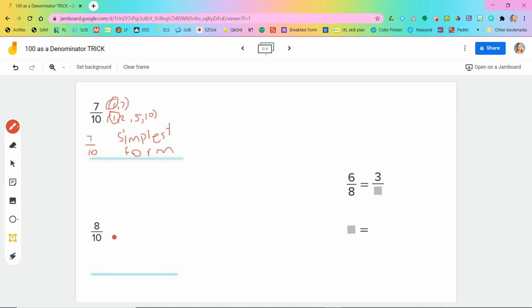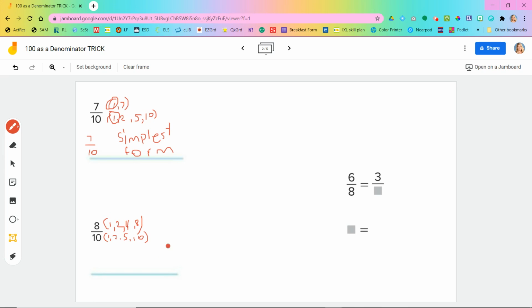Okay, now let's work 8/10. Simplest form, find your factors. Factors of 8 are 1 and 8, 2 and 4. 3 doesn't work, and 4 is already up there. So we're done. My factors of 10, and you'll start to remember these after a while, are 1, 2, 5, and 10.